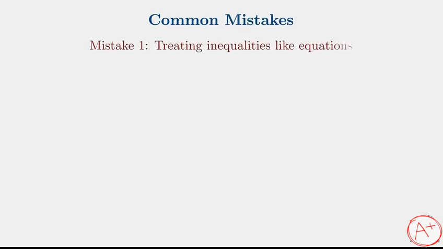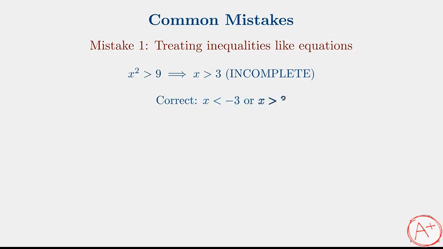Even the best students can lose marks on this topic due to simple slips. Let's look at how to avoid them. The most common mistake is solving x squared is greater than 9 and writing only x is greater than 3. This ignores the negative region. If you sketch the graph, you will see that x less than -3 is also part of the solution.